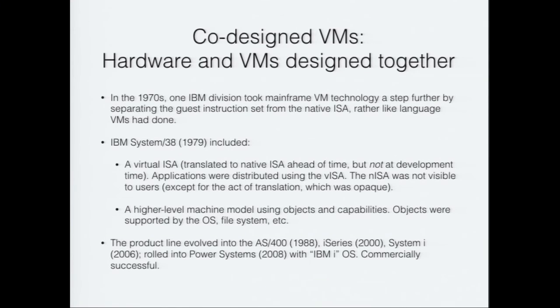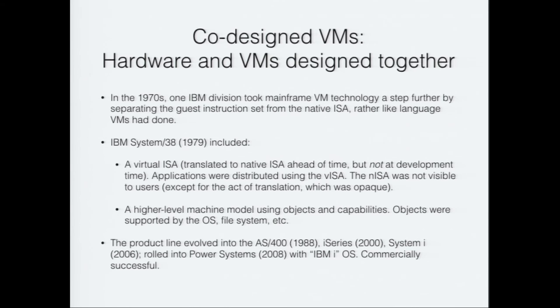So let's go back to system VMs, which we left in the mid-70s. And what had happened there was that they'd been adopted by mainframe users and quietly forgotten. But a whole bunch of other things had happened in the 70s and early 80s that made them interesting. The first is that IBM pushed more on the idea of co-designed VMs, and this is the idea that you build your hardware with the intention that it's there to run a VM.